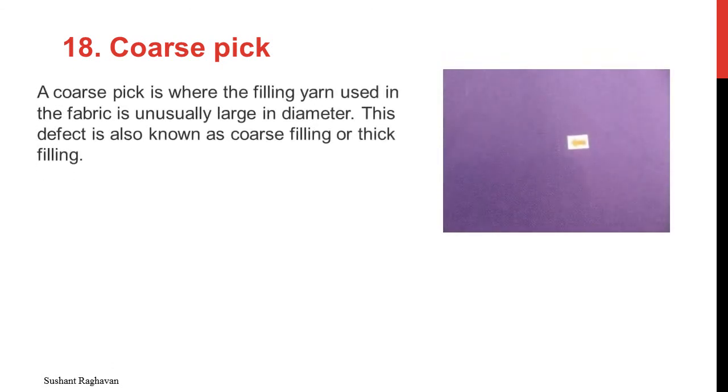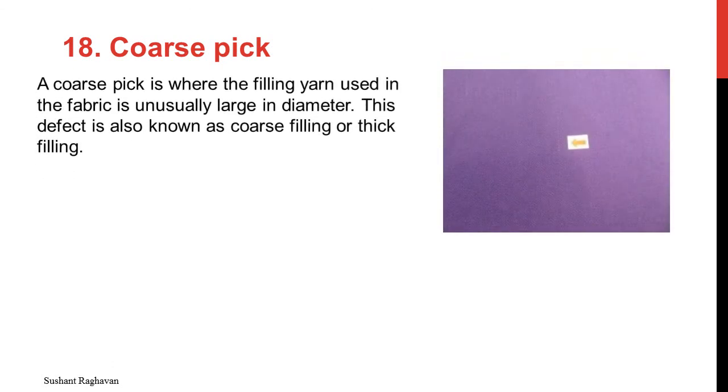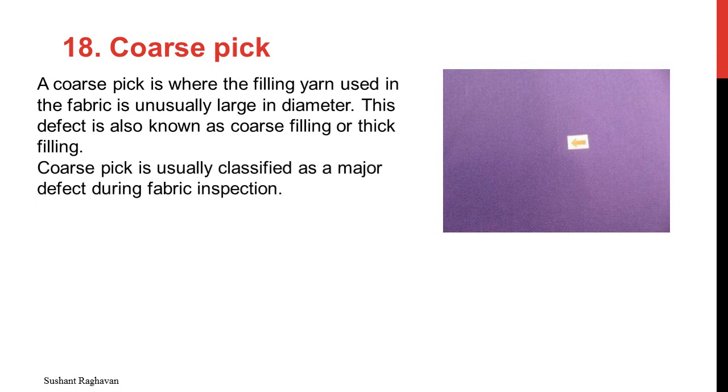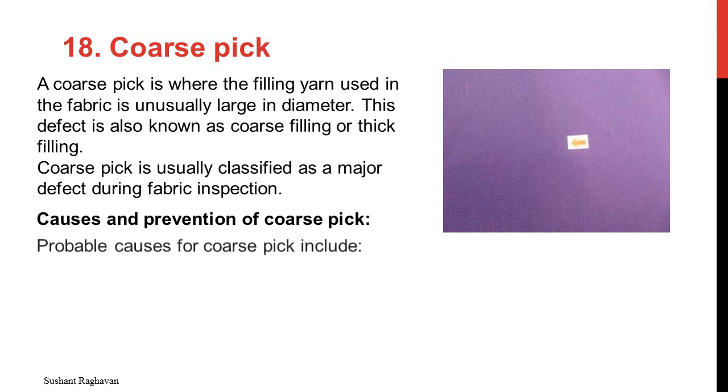Coarse pick. A coarse pick is where the filling yarn used in the fabric is usually large in diameter. This defect is also known as coarse filling or thick filling. Coarse pick is usually classified as a major defect during fabric inspection. Causes and prevention of coarse pick.